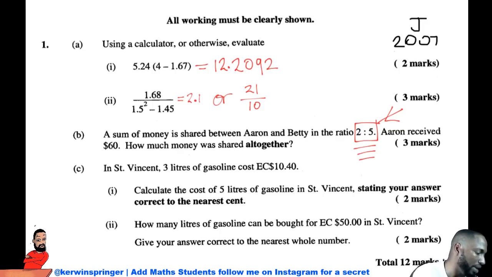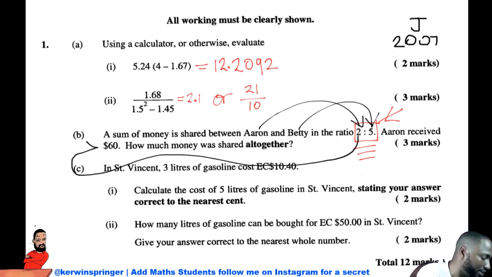You also need to be aware of who is what. So Aaron is 2 and Betty is 5. So this 2 is represented by 60. The key here was reading the whole question. I didn't even read the whole question. I just know automatically. So everybody getting 210.